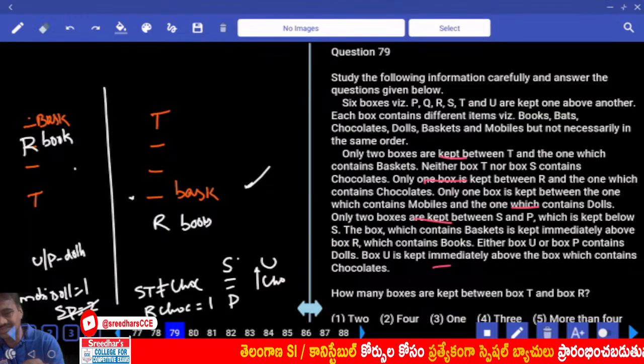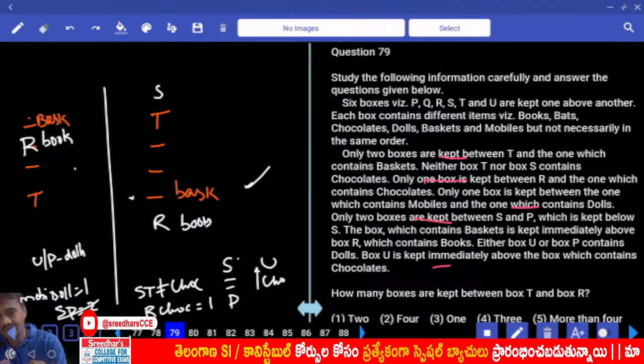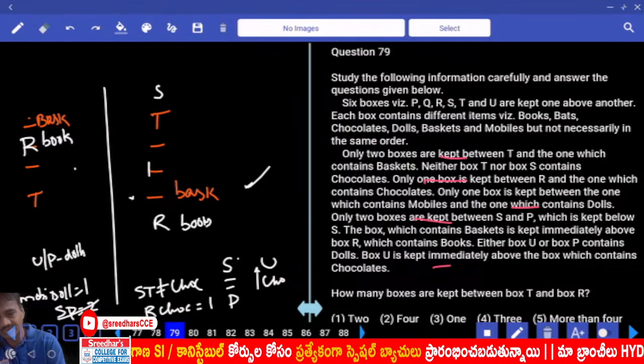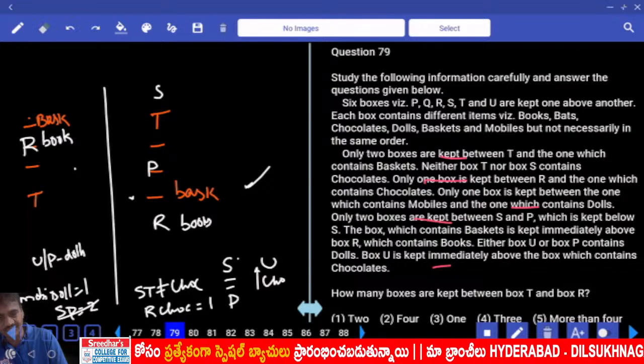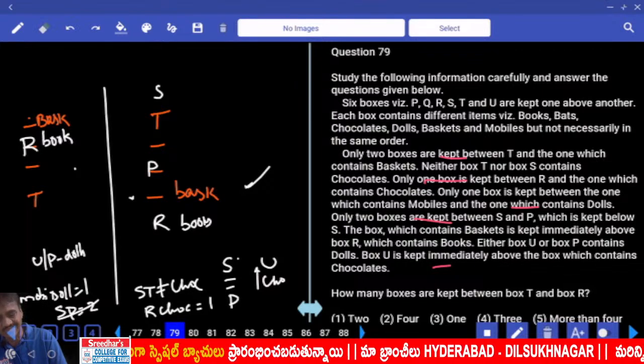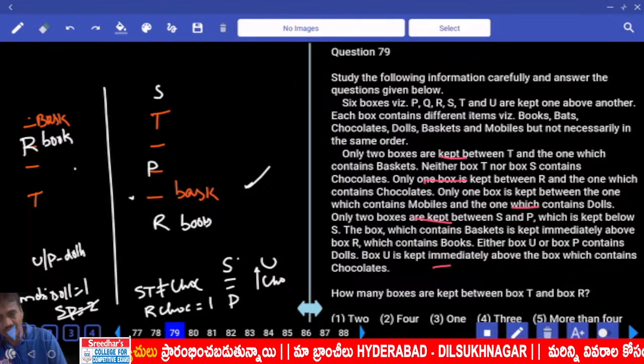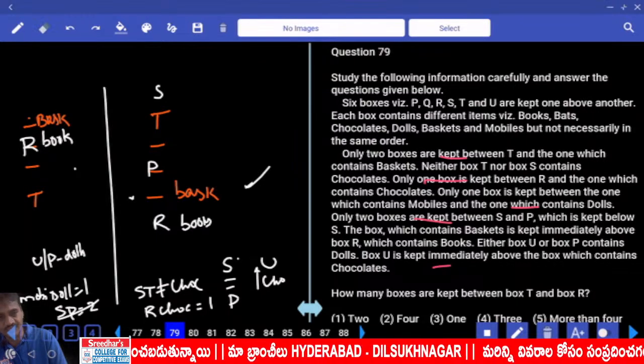Can we have S at this place? And 1, 2, 1, 2, P will be here. Now P is here, S and P. Then what is the other information we have? S and P, there are exactly 2. Then U or P, 1, 2, 3, 4, 5, 6 were there.